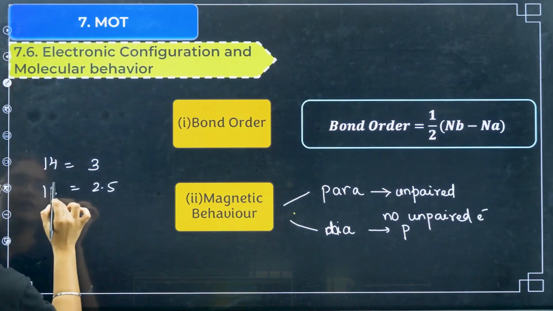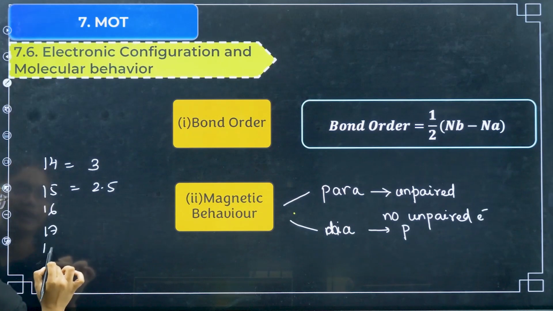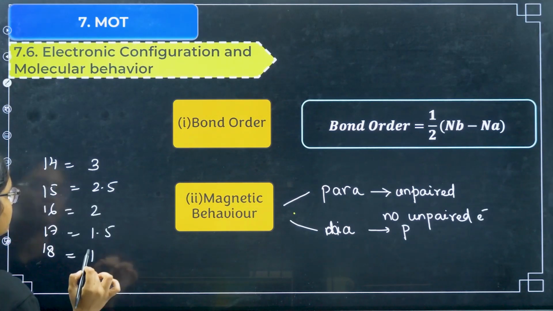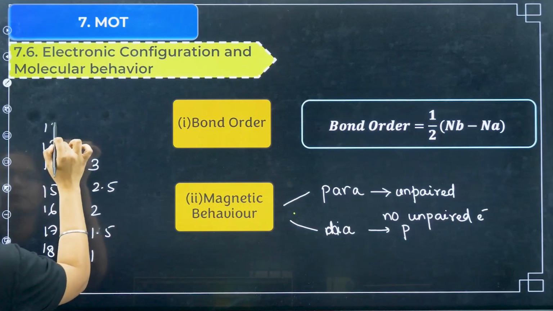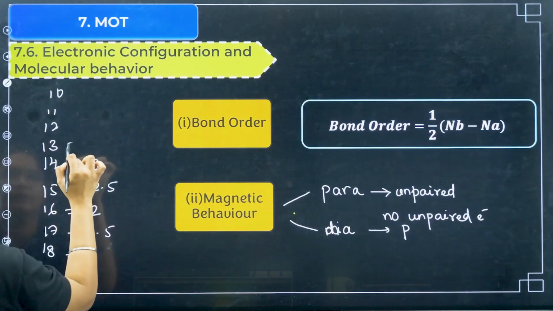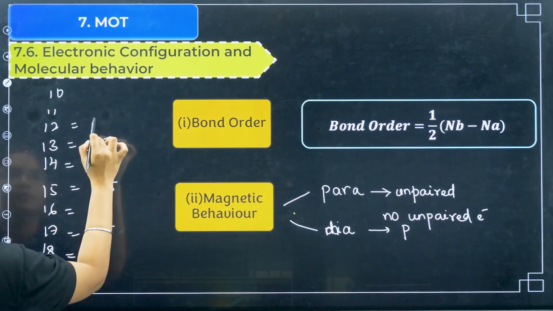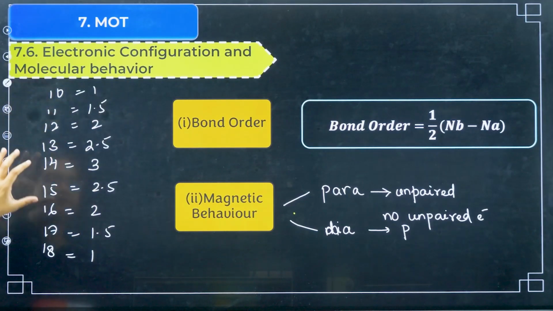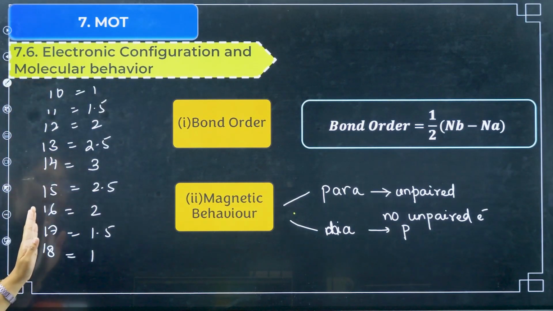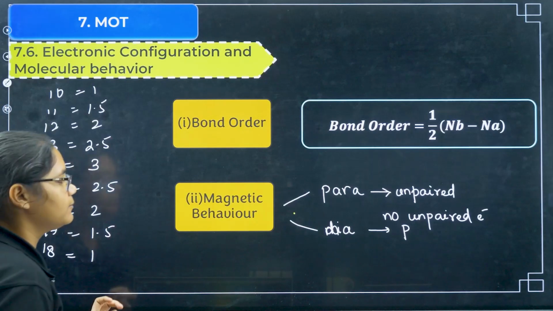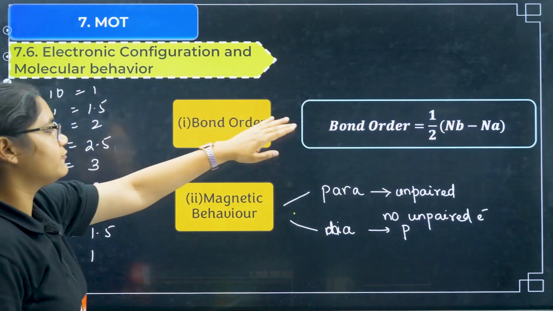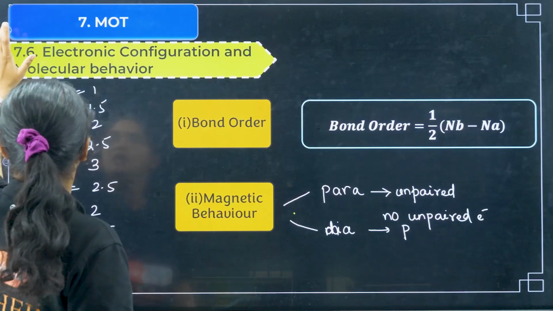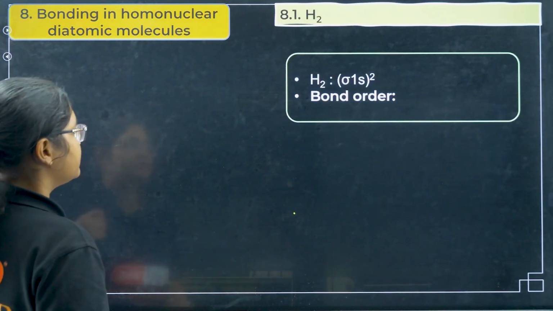Okay, 15, 16, 17 and 18. Remember this trick, it will be very useful in solving questions. Many questions will be asked from here, and you can easily do them. If you can calculate the total number of electrons, then you can easily predict the bond order. Otherwise you have to use the formula, which is very time consuming. Clear?